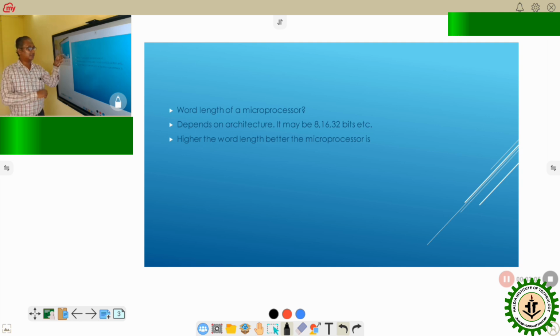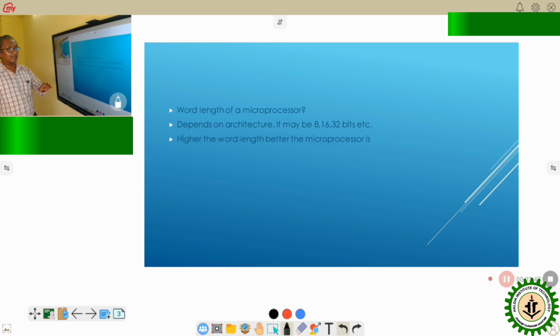Now, what is word length of a microprocessor? That word length is totally related to those bits. The 8085 microprocessor is a very beginning stage of microprocessor. It is an 8-bit microprocessor. That means it can process 8 bits of data or 8 bits of information at a particular time.